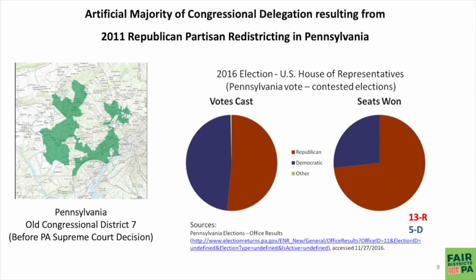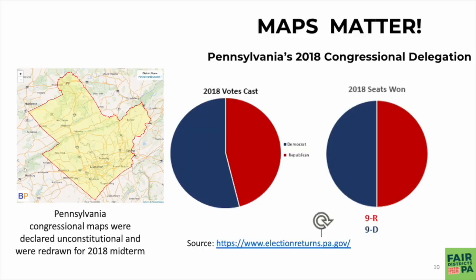In the 2016 congressional elections using those maps, slightly more votes were cast for Republicans than for Democrats, so you'd expect the congressional delegation would have been slightly more Republican than Democrat. Yet somehow, Republicans won 13 of the congressional seats. We saw the same scenario in 2012 and 2014. The 13-5 delegation was baked in by the map.